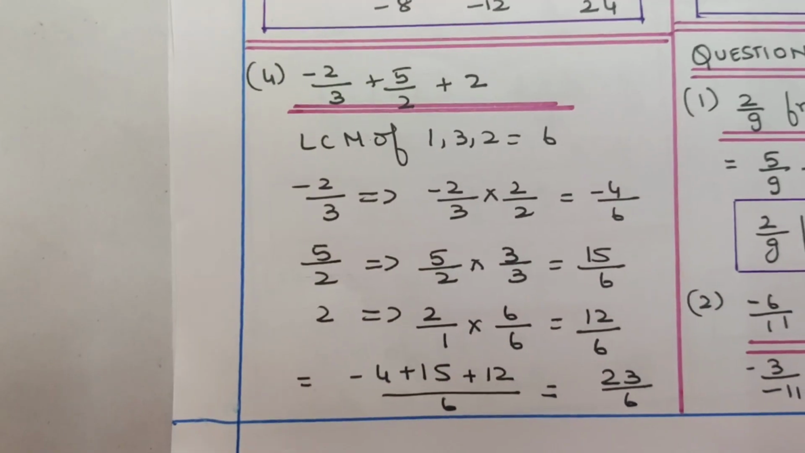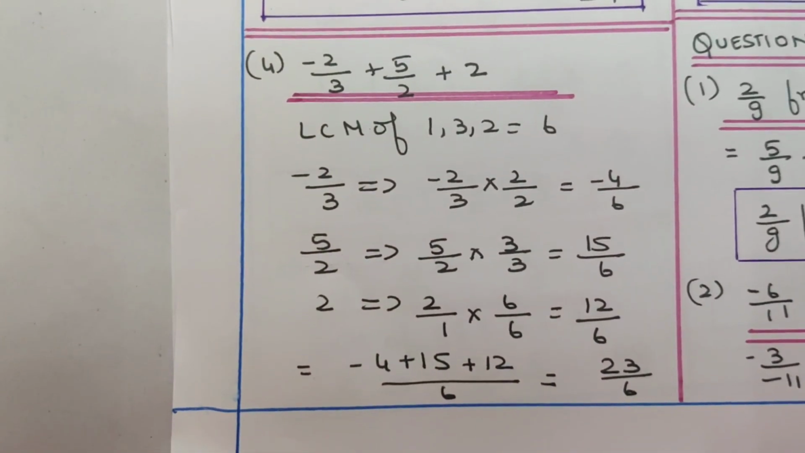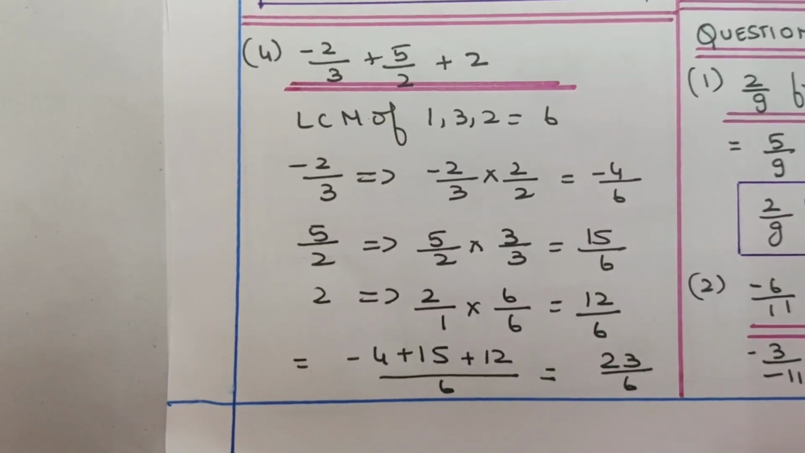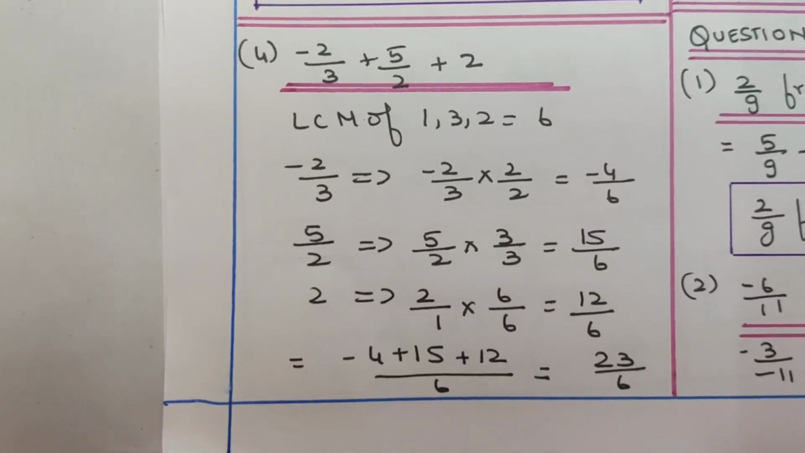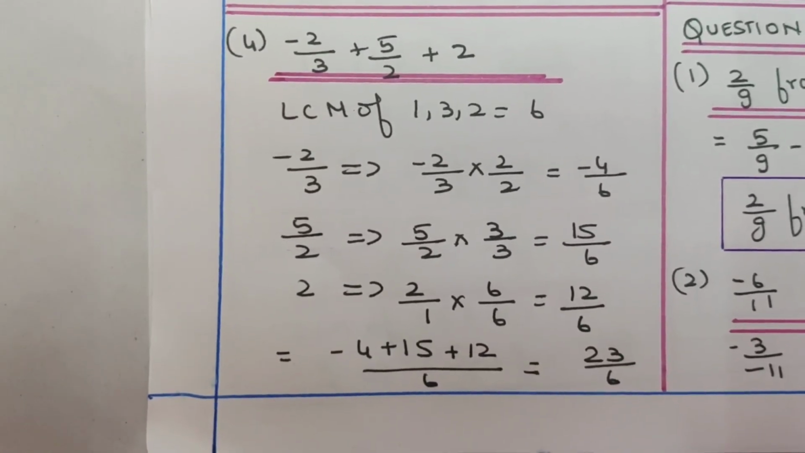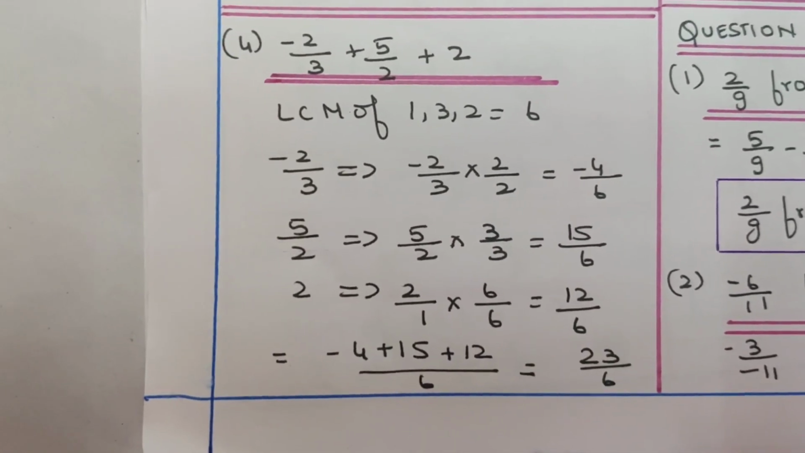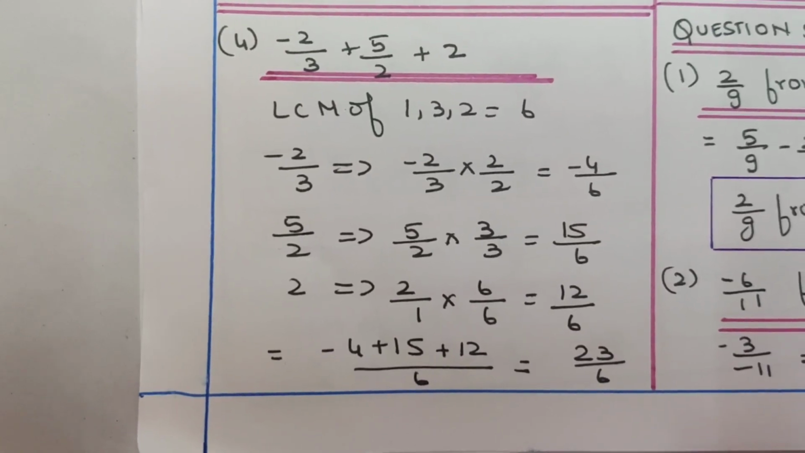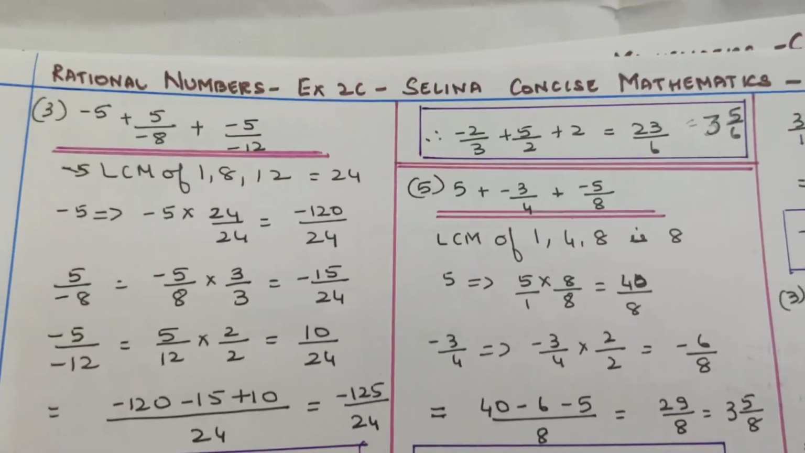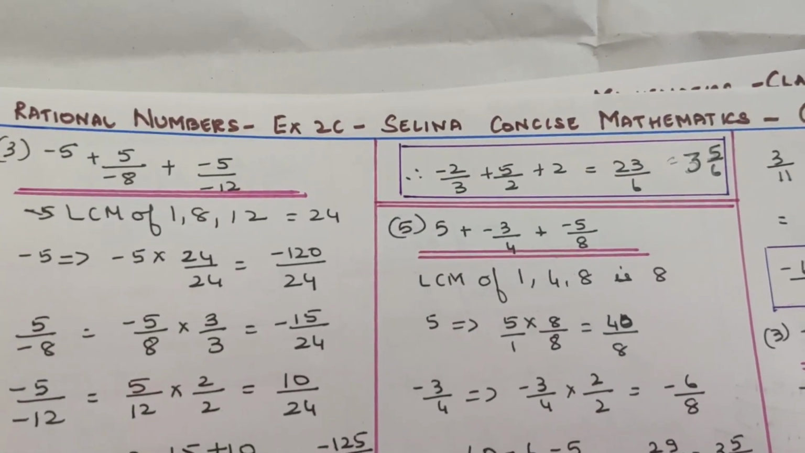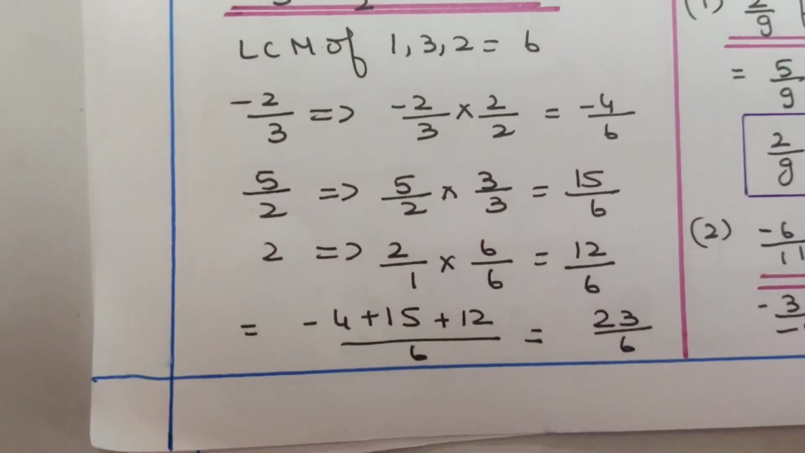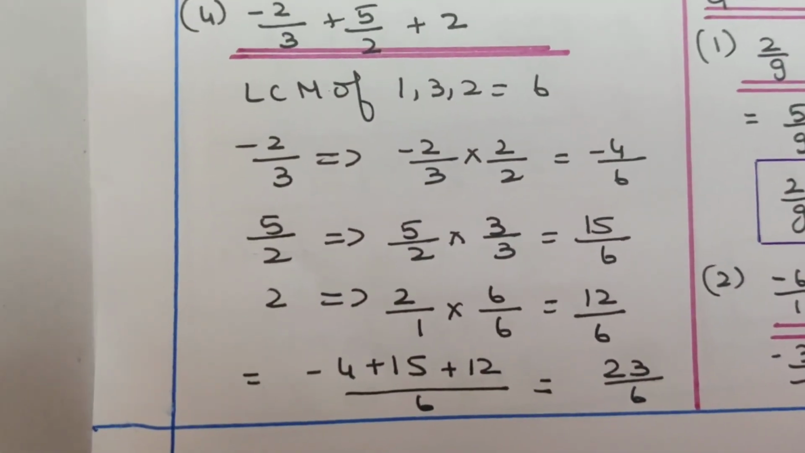Next sum: minus 2 by 3 plus 5 by 2 plus 2. Again, no common denominator, so LCM is 6. Convert all these numbers to a common denominator. So minus 4 by 6, 15 by 6, 12 by 6 are the three numbers. And when you solve the given expression, you get the answer as 23 by 6, which again you can convert into a mixed fraction. That is nothing but 3 and 5 by 6. I'm again giving a pause for a few seconds for you to understand my calculation.